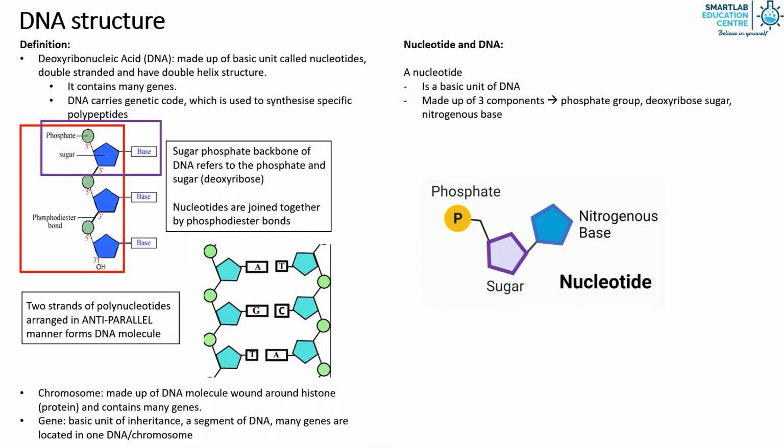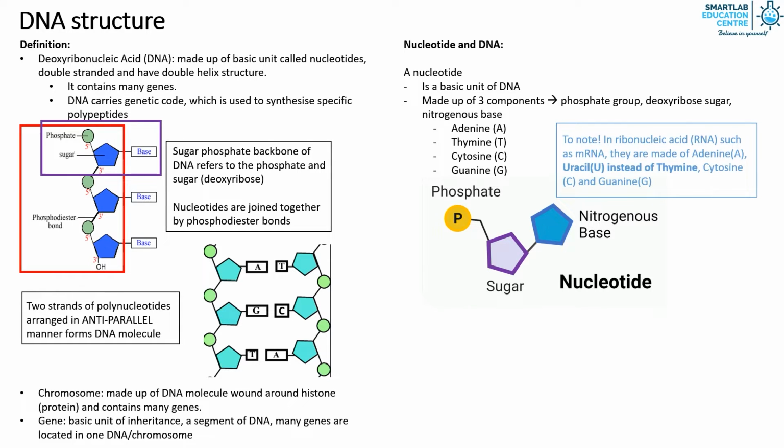For DNA, there are four nitrogenous bases, which are adenine, thymine, cytosine and guanine. Do note that in RNA, which stands for ribonucleic acid, such as mRNA, they are made of adenine, uracil, cytosine and guanine instead. Uracil is the equivalent of thymine.